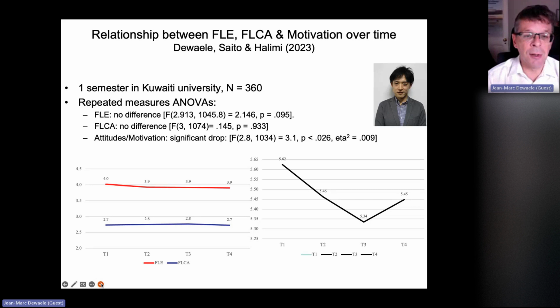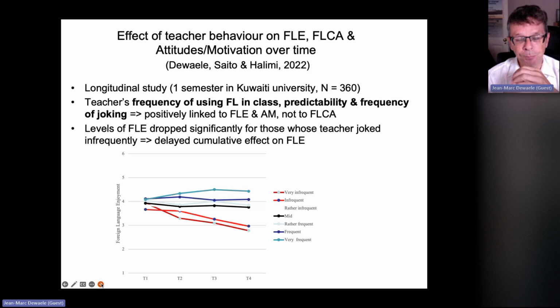And then with the same database, we looked more specifically at the effect of specific teacher behaviors on enjoyment, anxiety, and attitudes, motivation. We discovered that teachers who were using the foreign language a lot in class, their students reported high levels of enjoyment. Also, predictable teachers, their students enjoyed that. And teachers who joked a lot, that also had a positive effect on enjoyment and attitudes, motivation, but had no effect on anxiety.